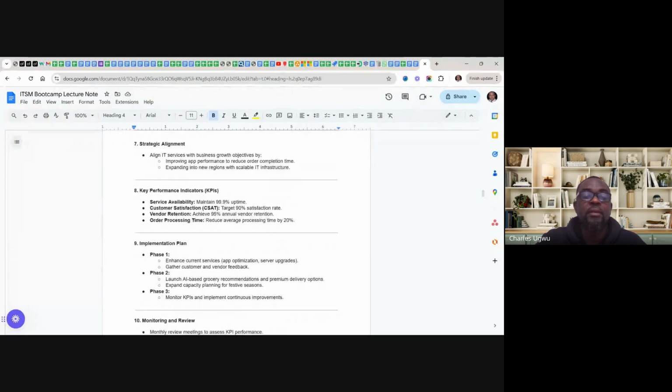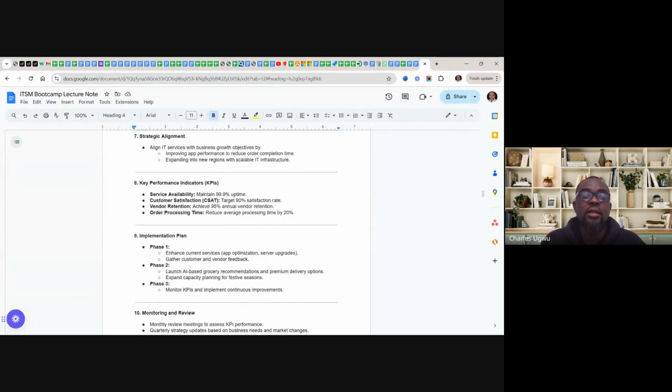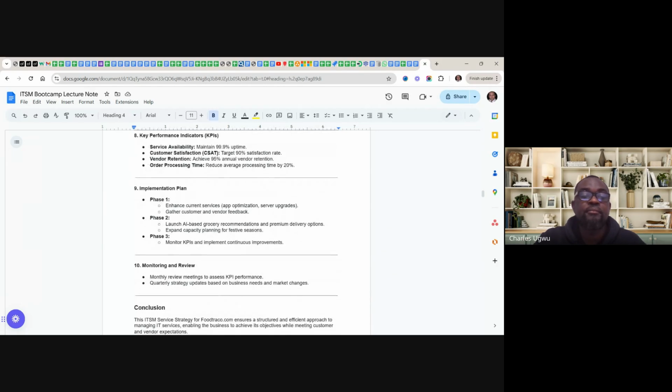And then the implementation plan. Phase 1: enhance current services, gap optimization, server upgrade, gather customer and vendor feedback. Phase 2: launch AI grocery recommendation and premium delivery option, expand capacity planning for festive season. Phase 3: monitor KPIs and implement continuous improvement. Then monitoring and review.